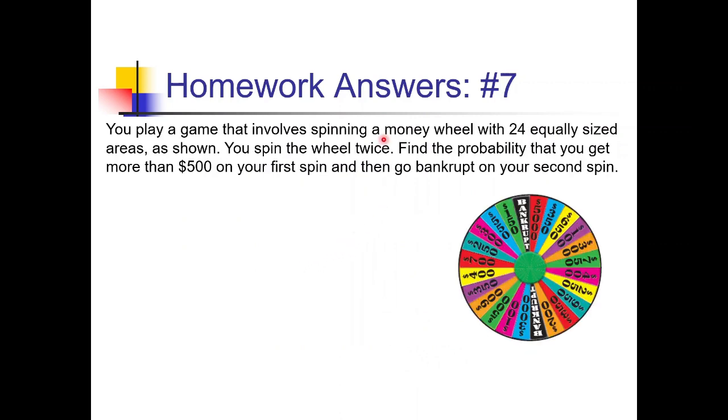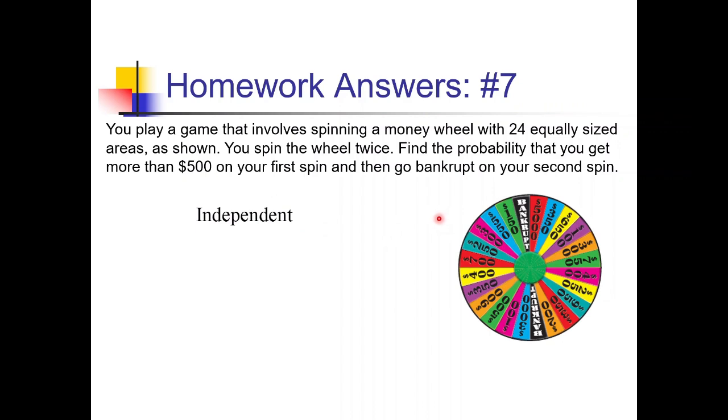For this one, we're playing a game that involves spinning a money wheel. It's kind of like Wheel of Fortune, where they're telling us there's 24 equally sized areas, as shown. I'm glad they told us. I didn't feel like counting. We spin the wheel twice. We want to find the probability that we get more than 500 on the first spin, and then go bankrupt on the second spin. Well, nothing is going to get removed from the wheel, regardless of what we spin the first time. So these are independent. One does not affect the other.